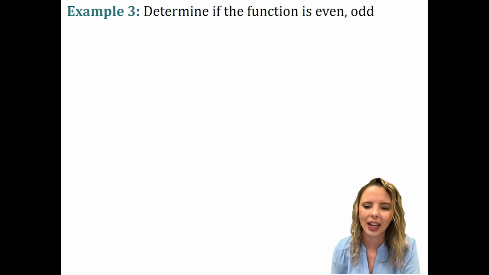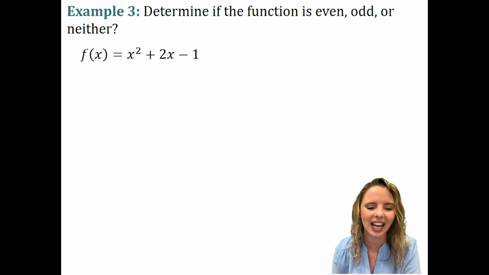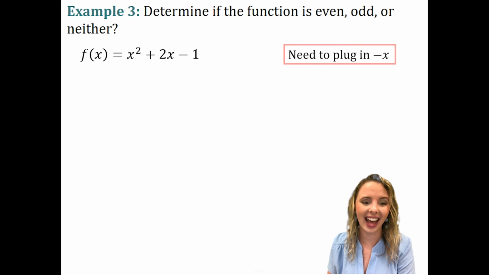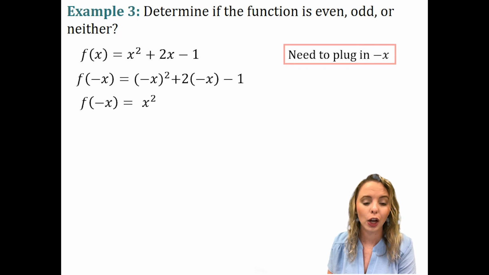All right, lastly, we have one more example. I bet you can already guess what kind of function it's going to be, but let's just go ahead and look at it just in case. So we have f of x equals x squared plus 2x minus 1. So we need to plug in negative x. So negative x squared is going to be positive x squared. 2 times negative x is going to be negative 2x, and then we're going to bring down our negative 1.